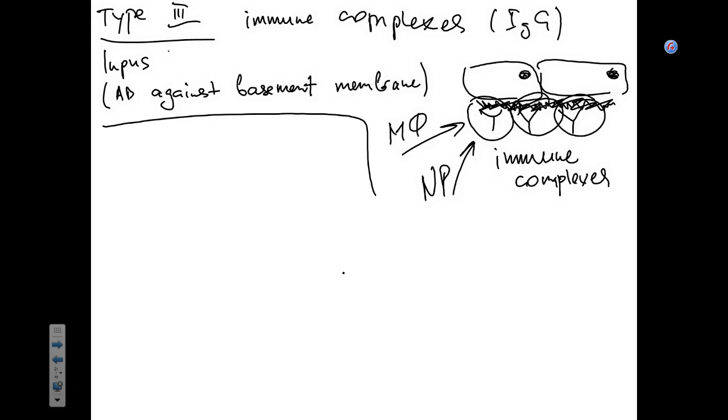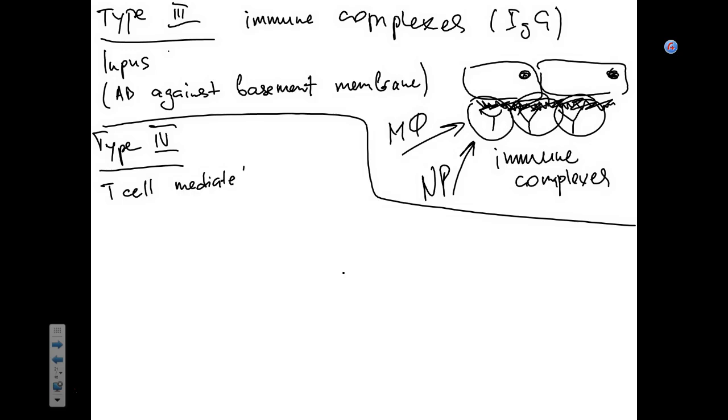Finally, type 4. Type 4 is often called a delayed response. It's mediated by T cells. And it can be the allergic response. Well, let's think about allergic response. Poison ivy, yeah, we can talk poison ivy. We can talk tuberculin test. Let's do tuberculin test because it's more relevant. Okay, and we can do poison ivy as well.